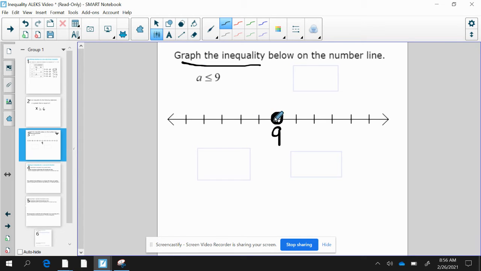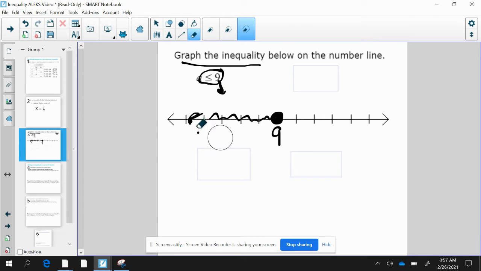Well, if it's less than or equal to, we put a dot because it can be 9. It can be 9 or any number that's less than 9. So this here is that right there. Let's give you another one here.